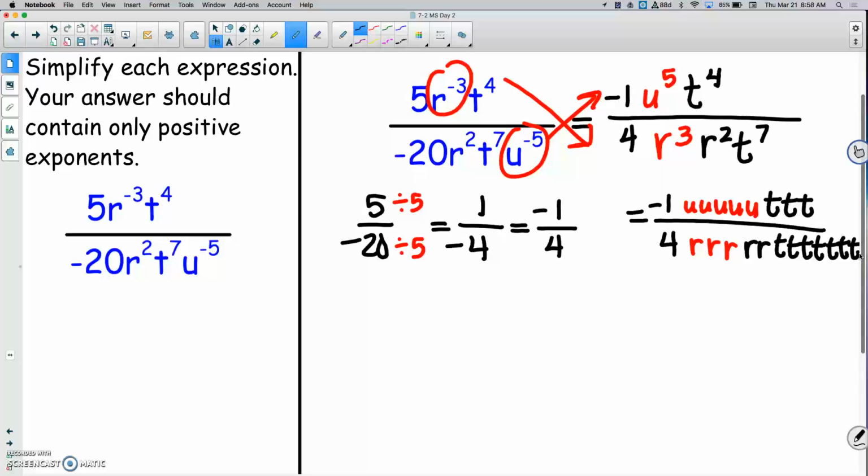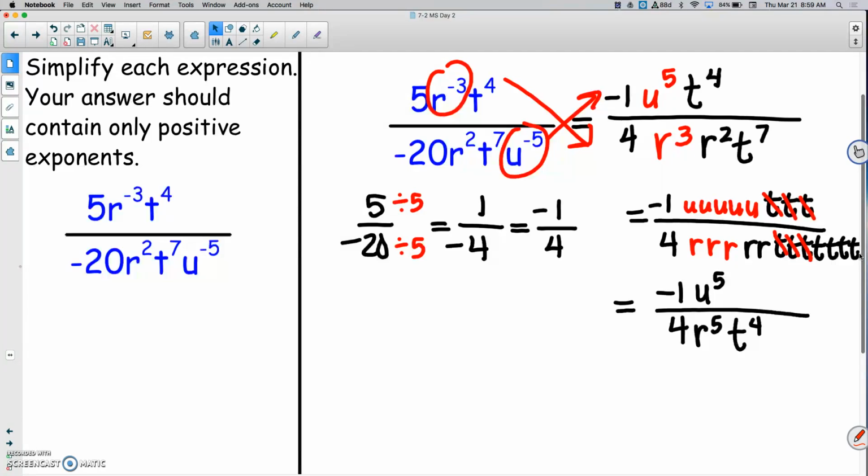All right, canceling this time. The U's are not going to cancel. They're all on the top, so there's 5 of them. The R's are not going to cancel. They're all on the bottom, and there's 5 of them. The T's, though, those will cancel. So there aren't any left on the top. There are 4 left on the bottom. So my simplified answer is negative 1 U to the 5th over 4 R to the 5th T to the 4th. You don't have to have the negative 1. You could get rid of the 1, but keep the negative sign like that if you like that better.